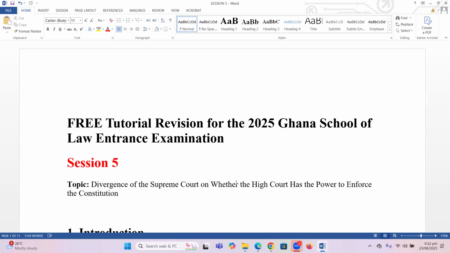In other words, there has been a concern as to whether the original jurisdiction of the Supreme Court to enforce the Constitution under Article 2 and Article 130, for example, effectively deprives the High Court of any power at all when it comes to enforcement of the Constitution, particularly so when we are dealing with chapter 5, that is the enforcement of the fundamental human rights and freedoms.